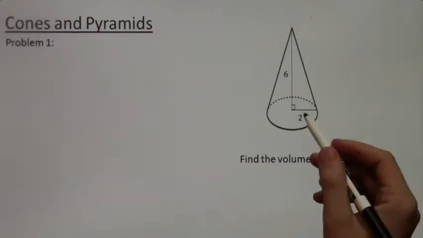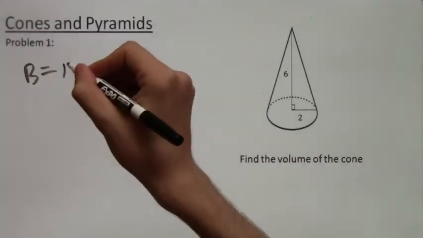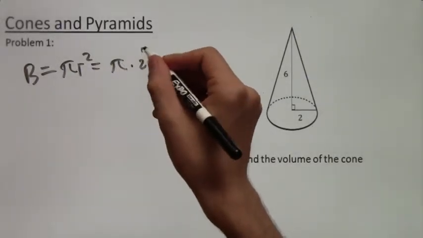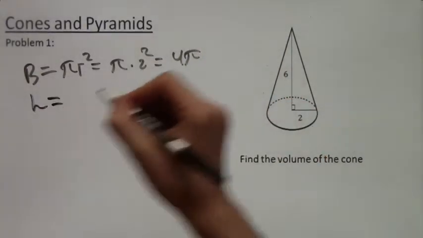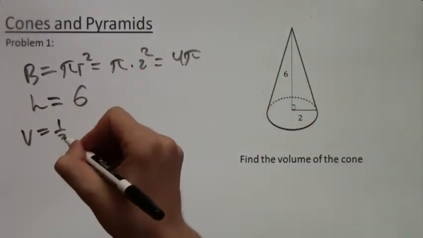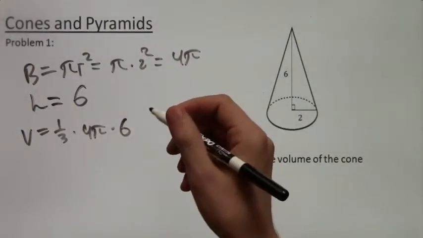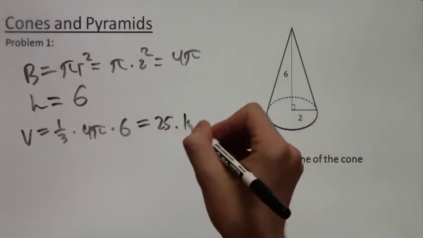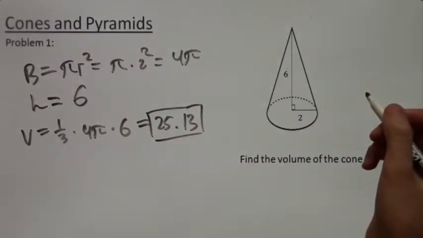So now we'll do some examples to work out these formulas. In the first problem, we're calculating the volume of this cone. The first step is the area of the base. It's a circle, so the area is pi r squared. The radius is 2. We plug in 2, we get 4 pi. H is the height. That's just 6. It's written in the diagram. The volume is 1/3 times B times H, which is 4 pi times 6. So we simplify this. We plug it into our calculator, and we get 25.13.